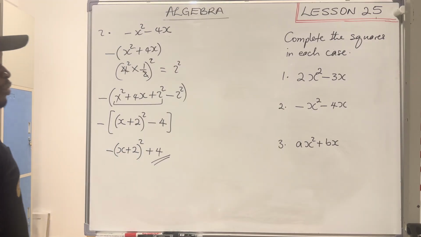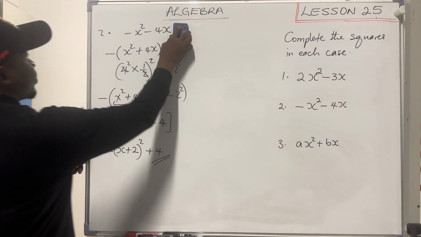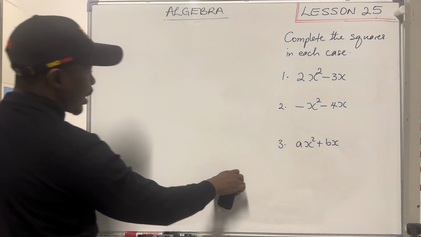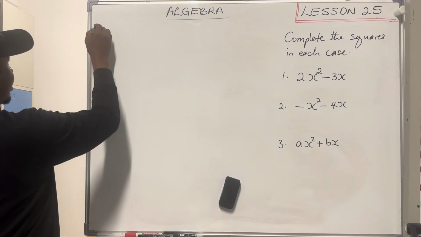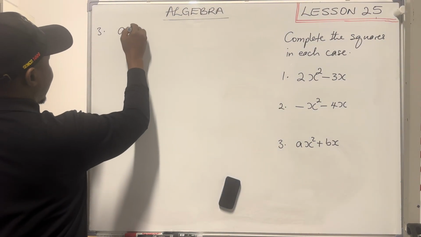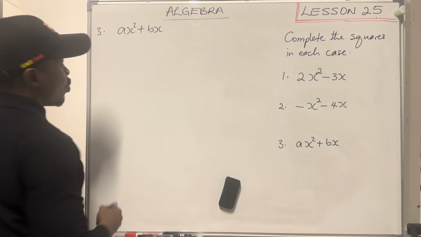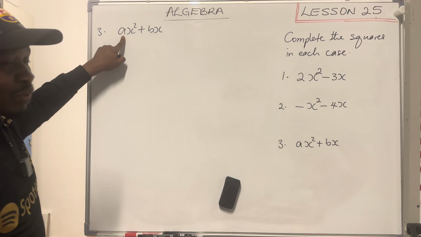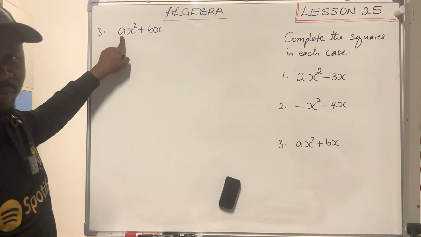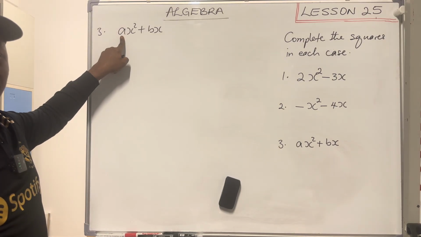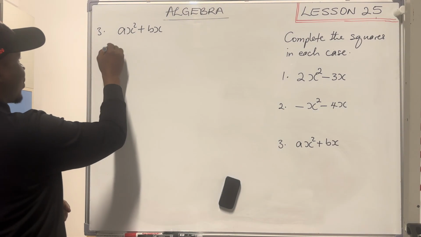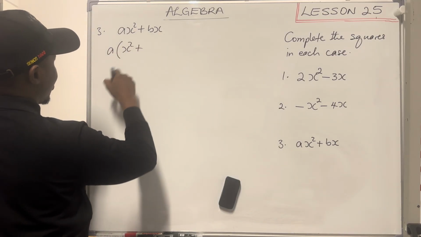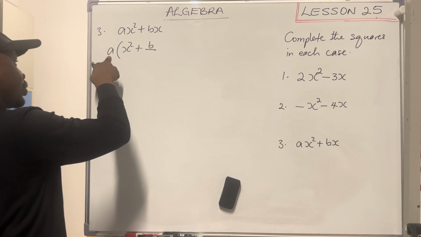So let's see the one with everything, letters everywhere. But don't mind, the explanation will not change. The same explanation. So the third one says ax squared plus bx. We want to complete the square here. So the same thing goes. The coefficient of x squared, is it 1 or not 1? It is not 1. What is there now that makes it not to be 1? It is a. Well, we factor out a. A goes out, leaving x squared plus b over what you sent outside.